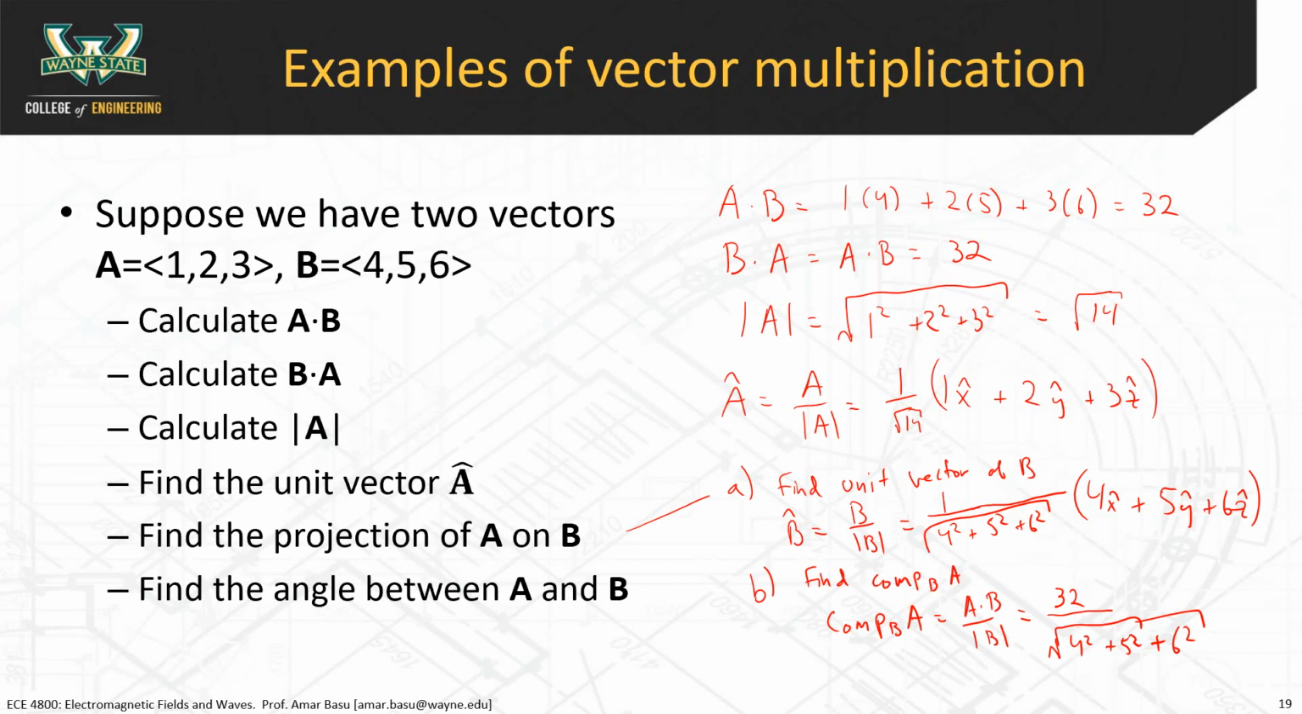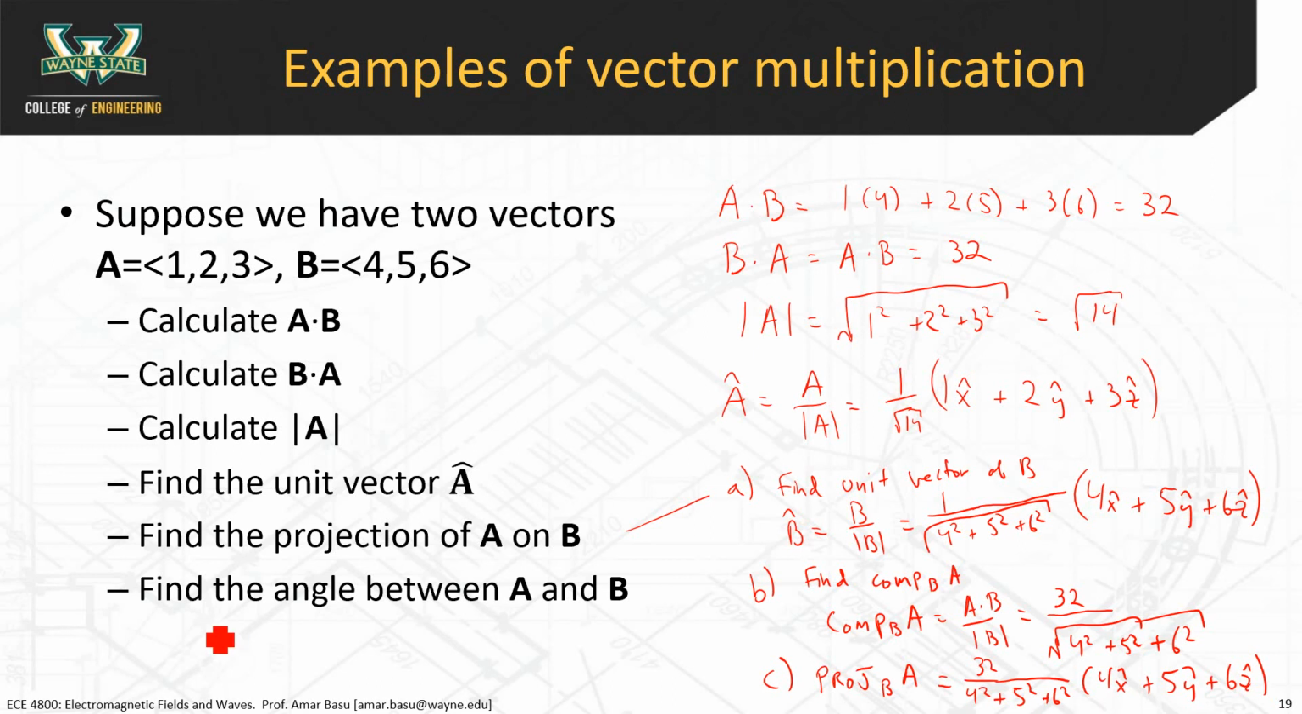Okay, so now to find the projection, we have the magnitude. The magnitude is equal to the component of A on B, and the direction is equal to this. So we multiply the two together. Projection of A on B is equal to the product of these two, B hat times the component of A on B. Okay, when we multiply the two together, we will end up getting 32 over 4 squared plus 5 squared plus 6 squared times 4 x hat plus 5 y hat plus 6 z hat. All right, so there's our projection of A on B.